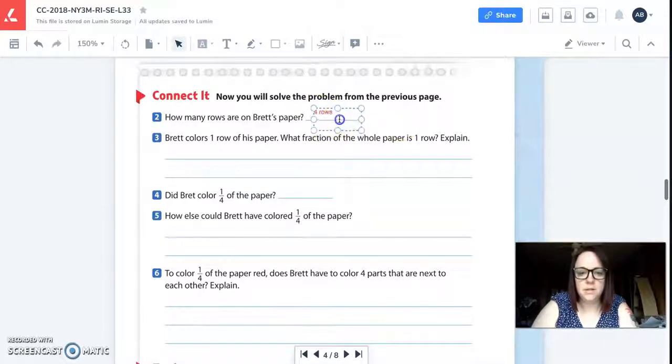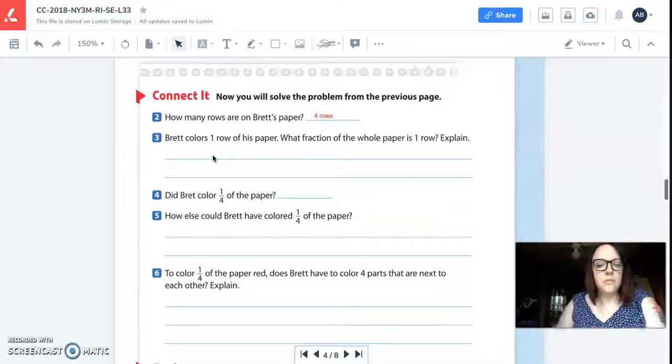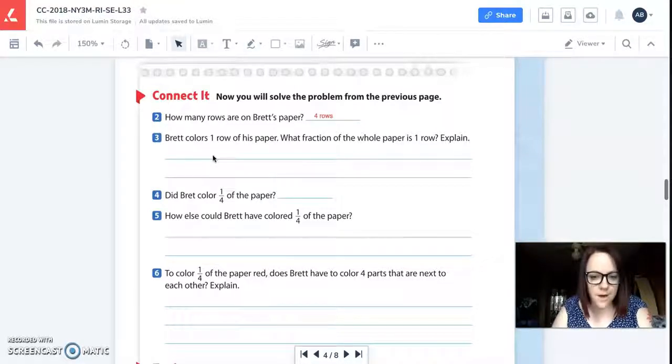Brett colors 1 row of his paper. What fraction part of the whole paper is 1 row? Alrighty. Did I read that right? Brett colors 1 row of his paper. What fraction of the whole paper is 1 row? All right, so we need to color in 1 part.